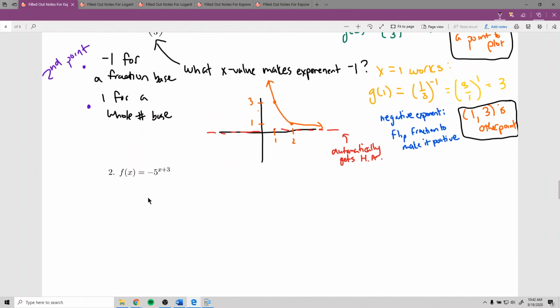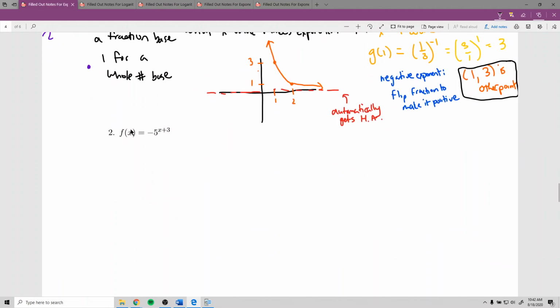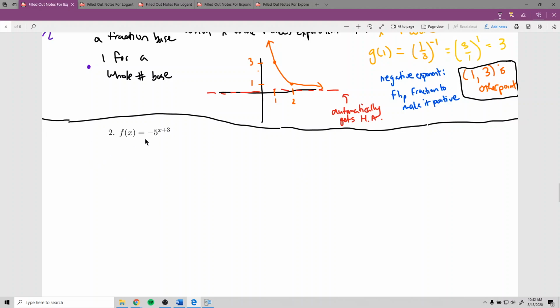All right, so the next one's going to be pretty similar, but also a little different. I wanted to make sure we hit on one like this. So this one we want to graph f of x equals -5 to the x plus 3 power. All right, start off. What x value makes the exponent 0? Well, that would be -3.